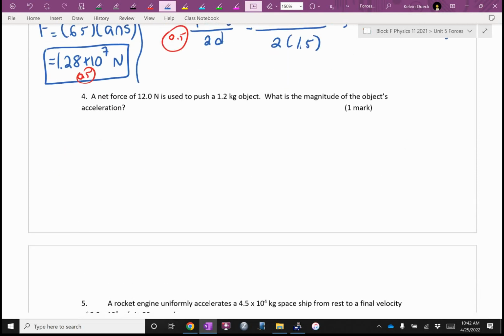For number 4, I went straight to Scott's theorem. I saw a net force and I went, okay, A equals F over M. It's going to be 12 divided by 1.2. Scott, what'd you get? You better get that one right, right? 1 mark.